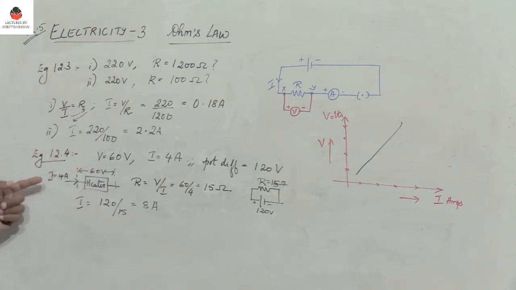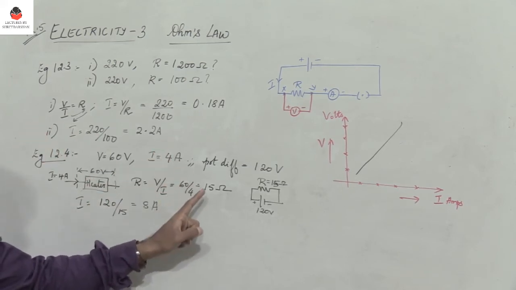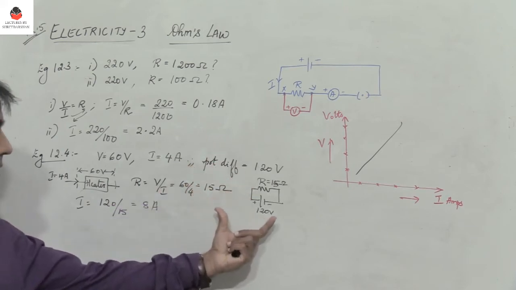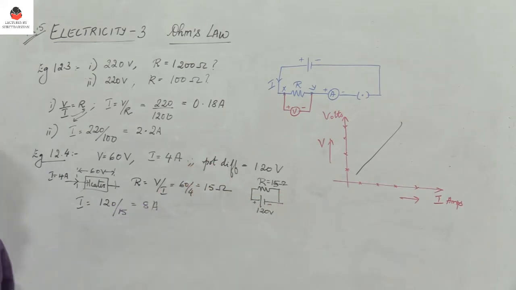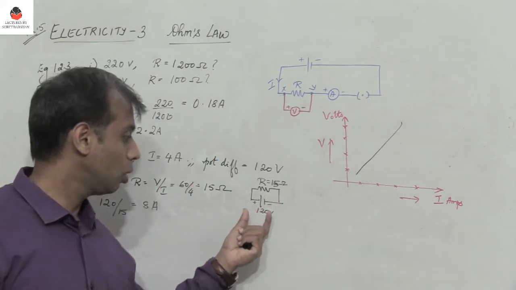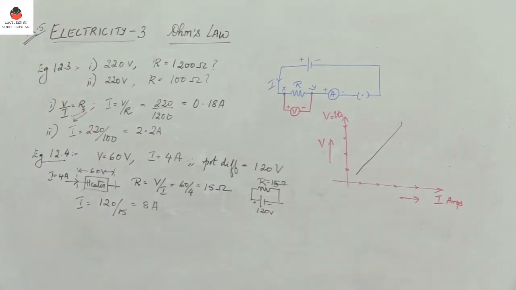The resistance of the heater remains the same. So in the first case it was drawing 4 amperes, and we found the resistance using that value. Now if the potential difference across the heater is 120, so we have connected an electric cell or a battery of voltage 120, what is the current? The current would be 8 amperes.